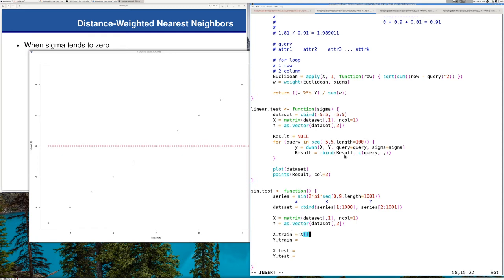And my idea is basically this. Take X from the first, for example, to, I don't know, 900, could be 900. And here, Y from 1 to 900. And my test will be the remaining examples from 901 to 1000 over here in X, and in Y from 901 to 1000 as well.